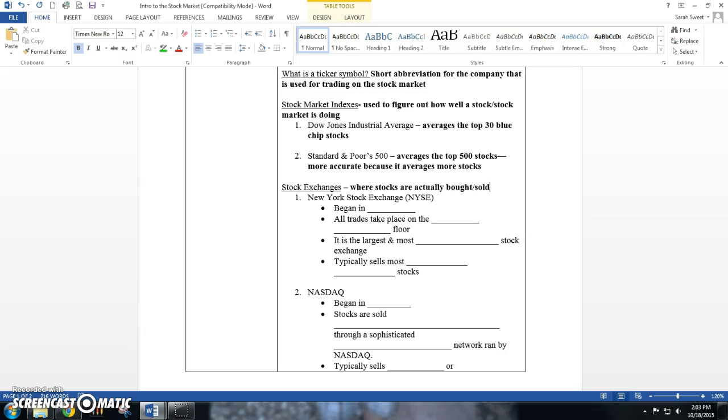But the two major stock exchanges are the New York Stock Exchange and the NASDAQ. Now the NASDAQ is an abbreviation, but it's really long. You don't need to know what it stands for. But I do want you to know a little bit about the markets. There used to be an American stock exchange market as well, but it has merged with the New York Stock Exchange. All right, so the New York Stock Exchange began in 1817, so it has been around for quite a while. Again, it's very historic.